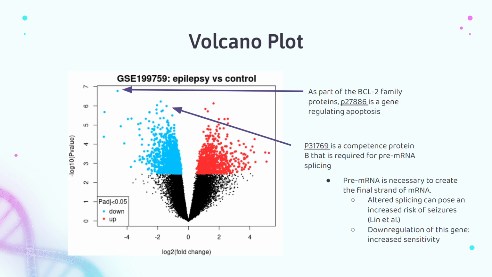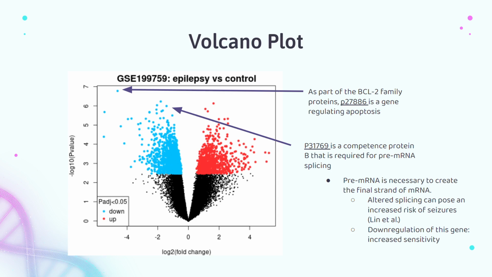When you analyze genes, you want to know their function, and you may see that they're playing a role in something that you should change. So I looked into the gene families as well so we could have a little more context about them. So P27886 is part of the BCL2 family proteins and is therefore a gene regulating apoptosis. That makes sense because these samples were taken from glioma patients, which is brain cancer, and brain cancer occurs when there's little to no programmed cell death, known as apoptosis.